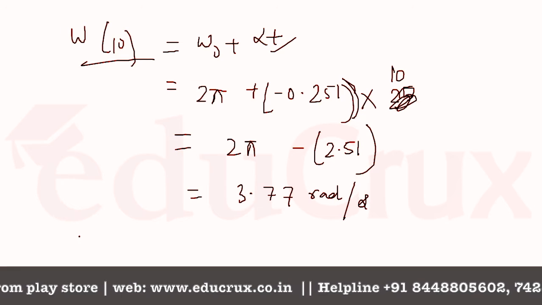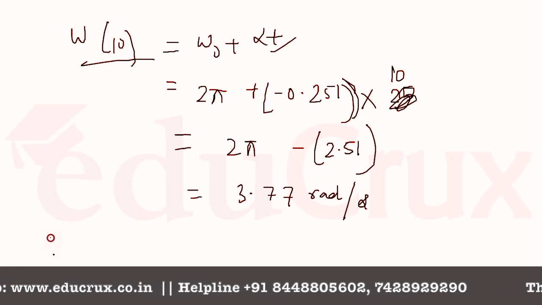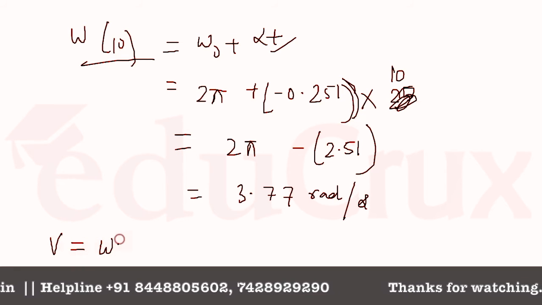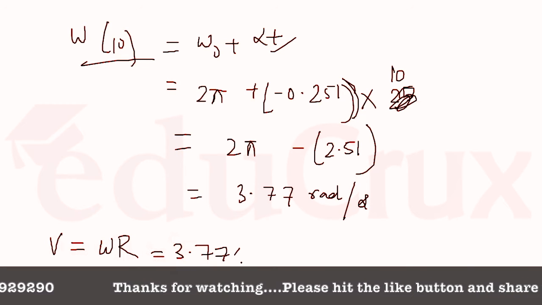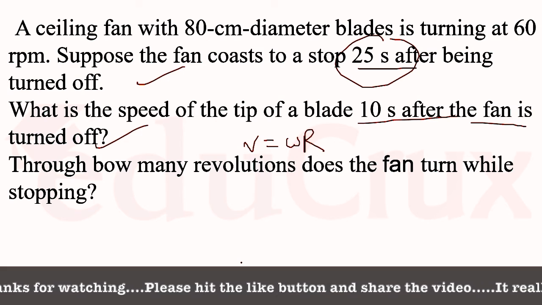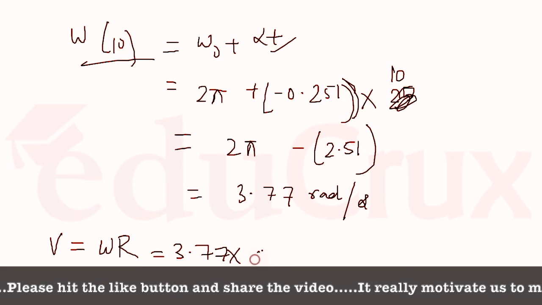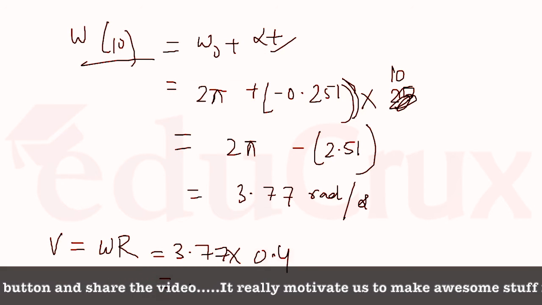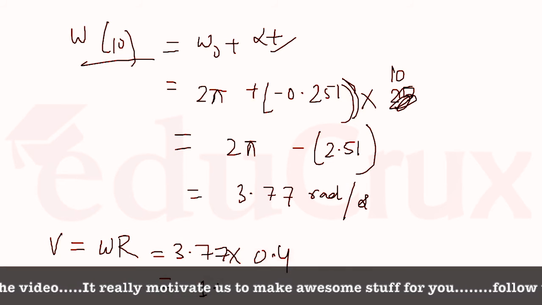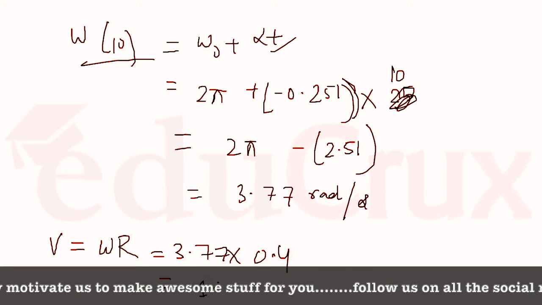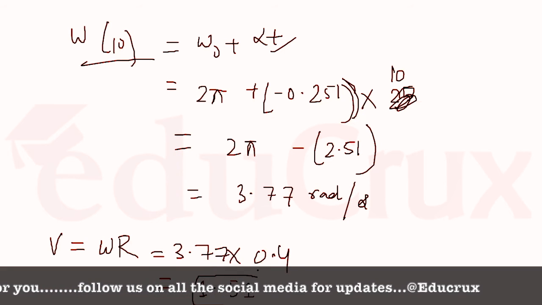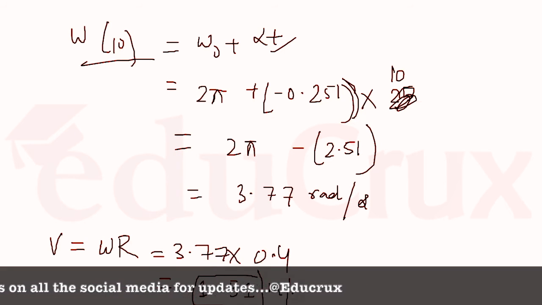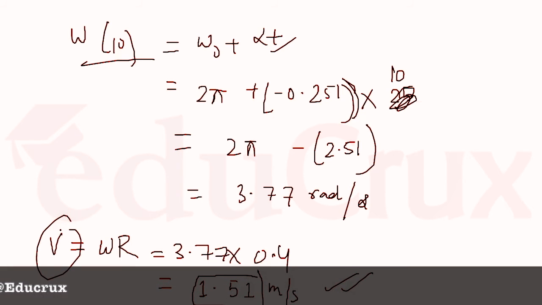So this is our omega, and now we can calculate the speed. v is equal to omega into r, that is equal to 3.77 times the radius, which is 40 centimeters, so 0.4 meters. When we calculate this, it will come out as 1.51 meters per second. So this is our answer for part B. This is our first part.